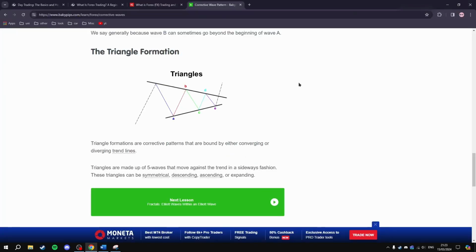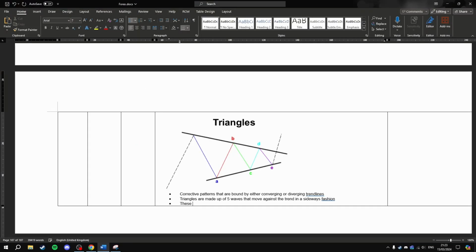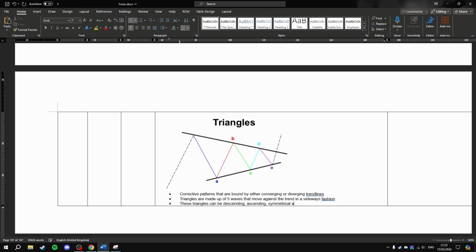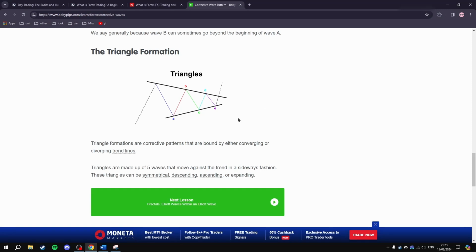These triangles can be symmetrical, descending, ascending, or expanding. What's expanding triangles?